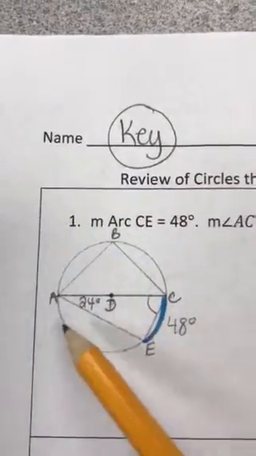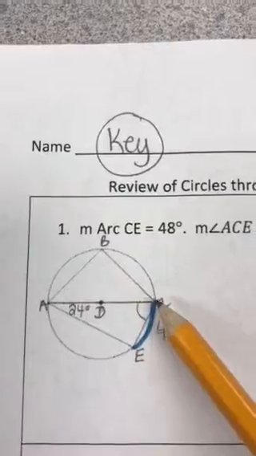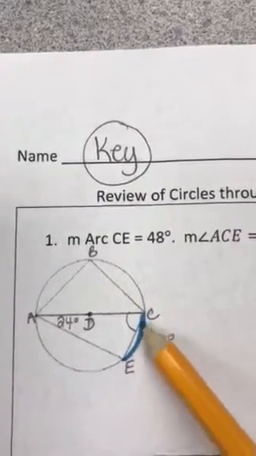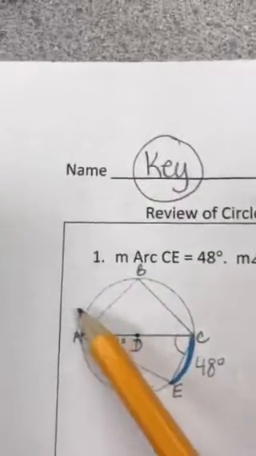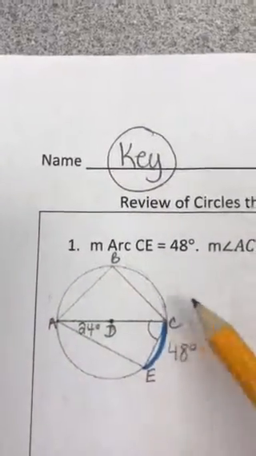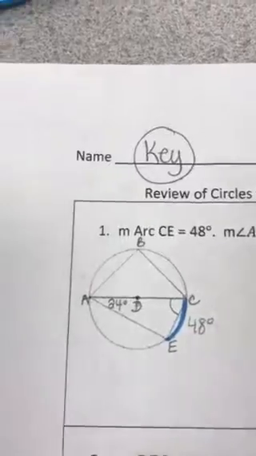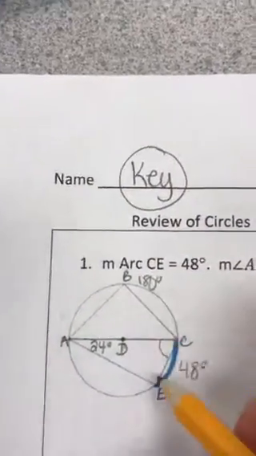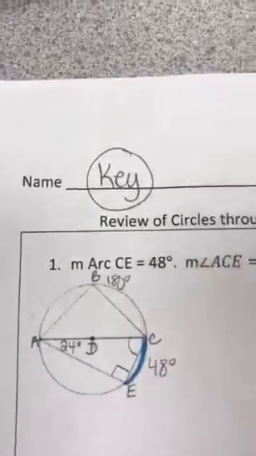I also see that I have a diameter, and there's an inscribed angle right here. The intercepted arc is ABC. So I know that's 180 degrees. So my inscribed angle must be half that. So I have a 90-degree angle.